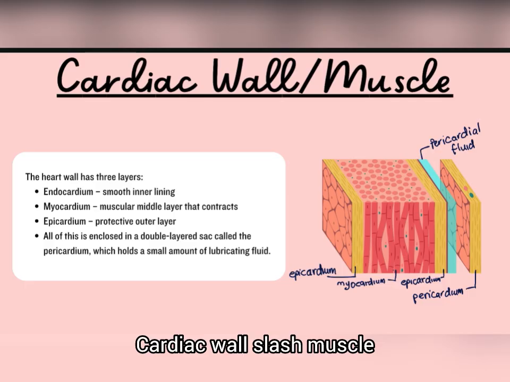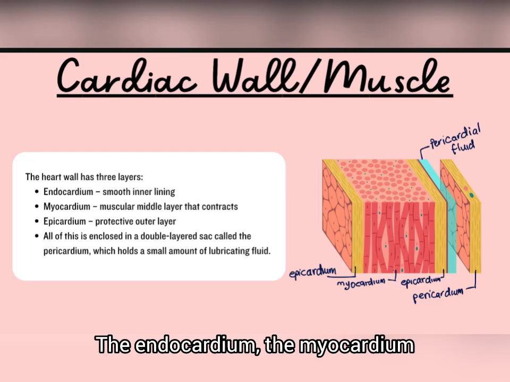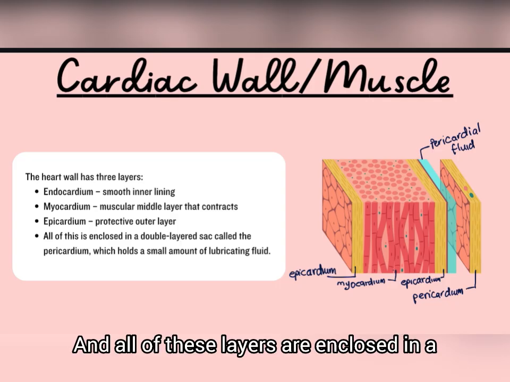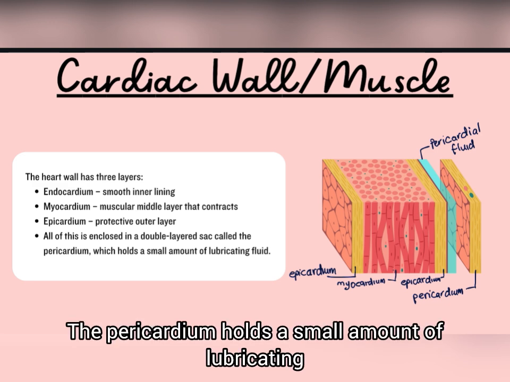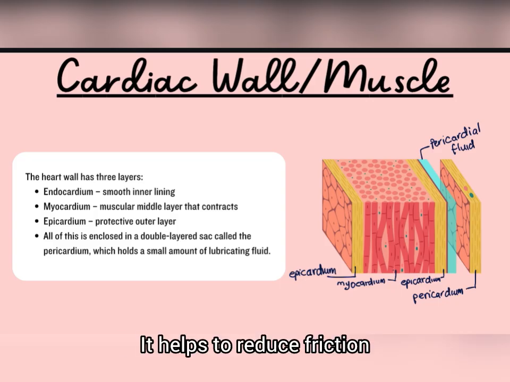Cardiac wall slash muscle. The heart wall has three layers: the endocardium, the myocardium, and the epicardium. And all of these layers are enclosed in a double layered sac called the pericardium. The pericardium holds a small amount of lubricating fluid called the pericardial fluid. It helps to reduce friction when the heart moves, because when the heart relaxes and contracts, it is moving.